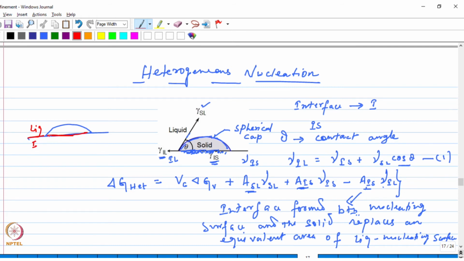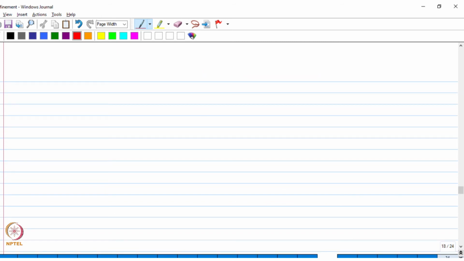So an equivalent amount has been replaced when this interface forms, right? An equivalent area is replaced by formation of this interface between the solid and the heterogeneous surface. Now, considering the geometry of this, if you just do a simple geometrical analysis here, you would come across this particular expression for the free energy change.